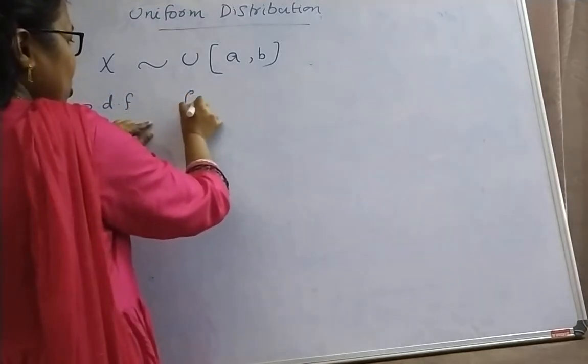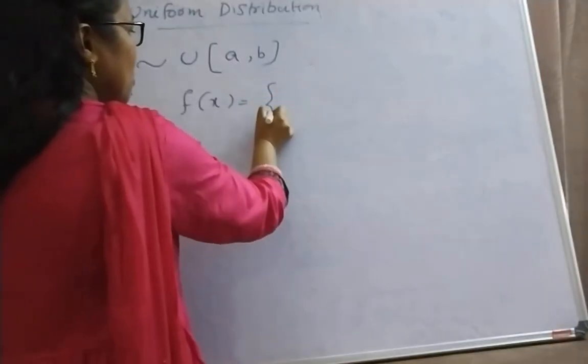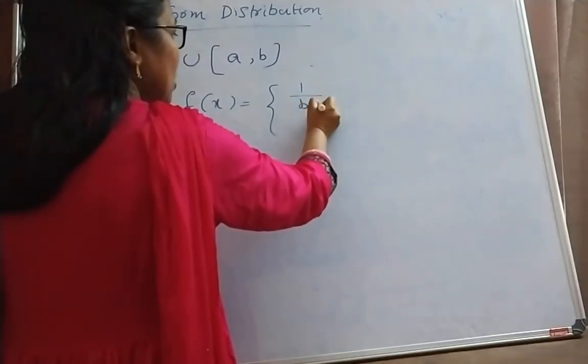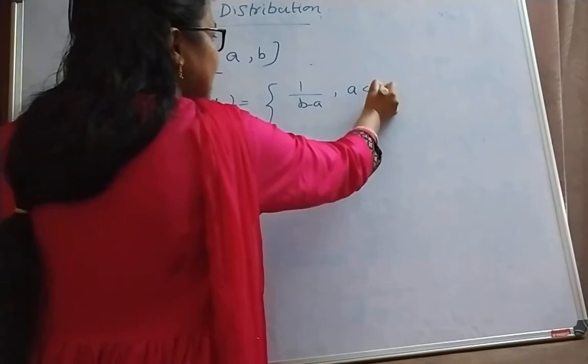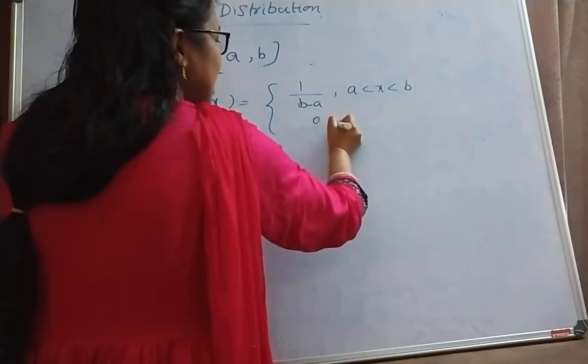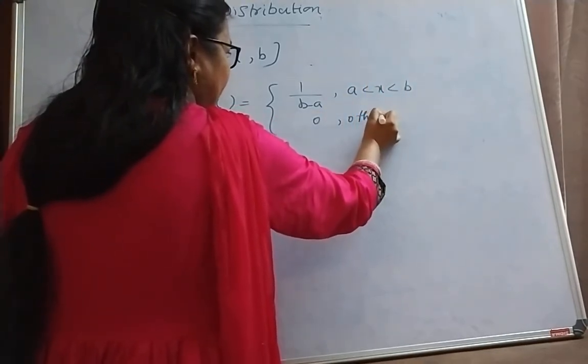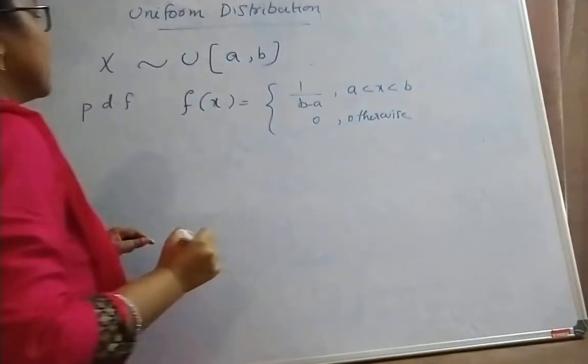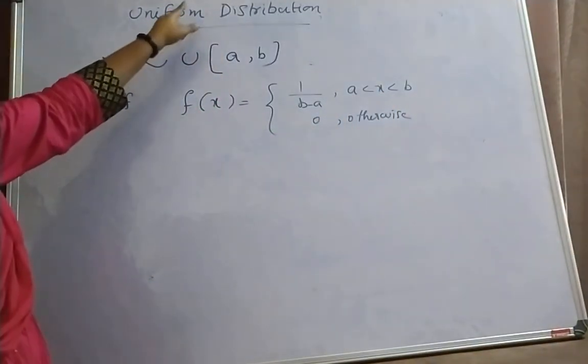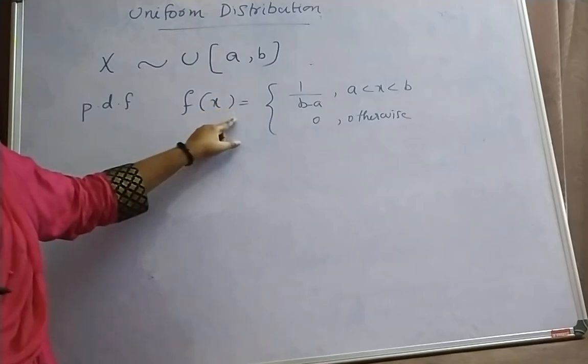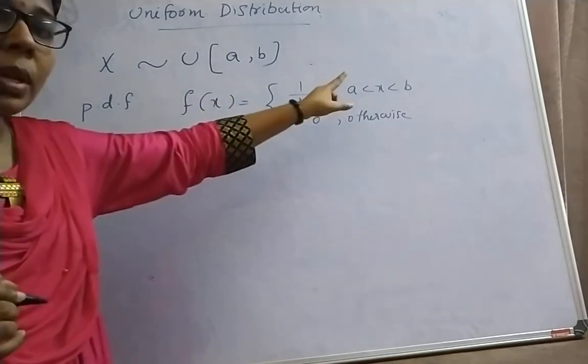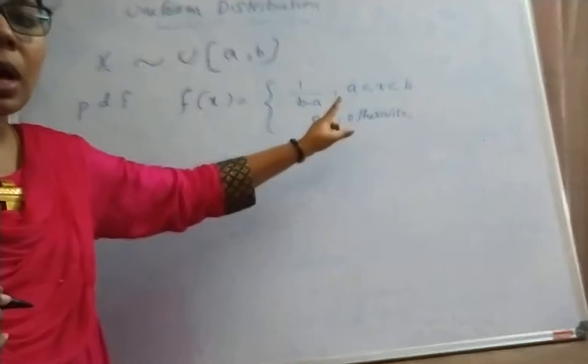f of x equal to 1 by b minus a for a less than x less than b, 0 otherwise. Here for a uniform distribution, PDF is f of x is 1 by b minus a for a less than x less than b, 0 otherwise.